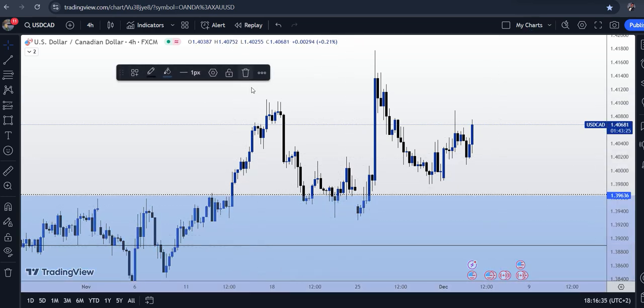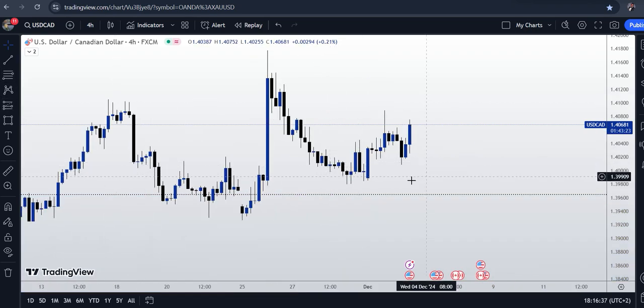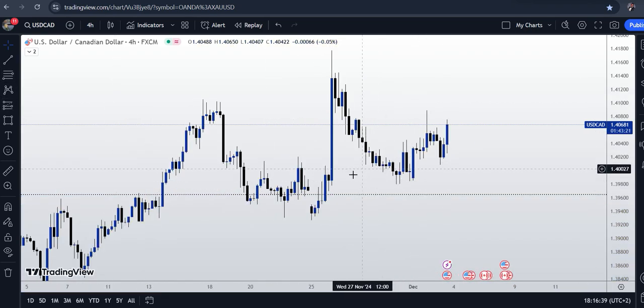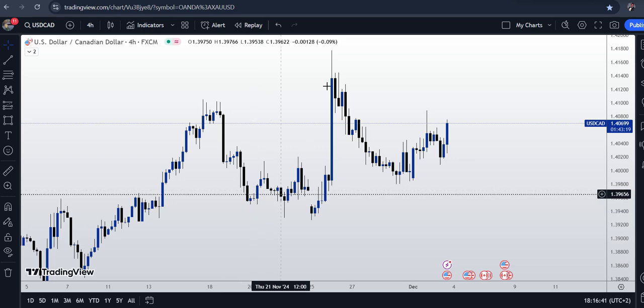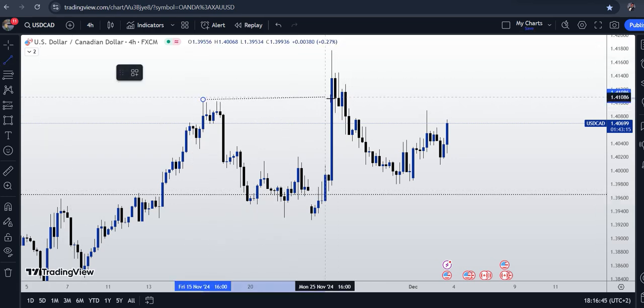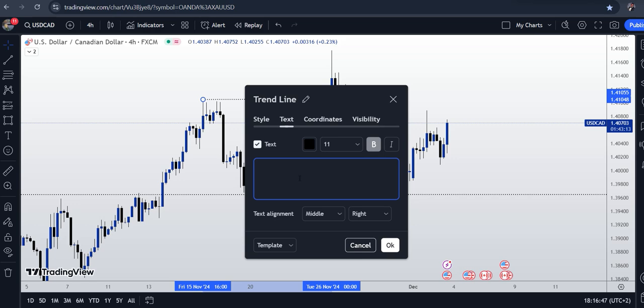Now let's fine tune from this level here. Why did we look at buying from there? When price pushed, it broke structure here. Price broke structure there.